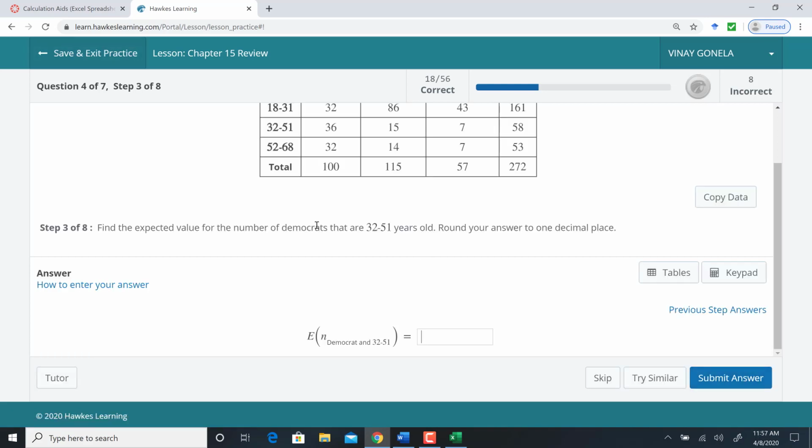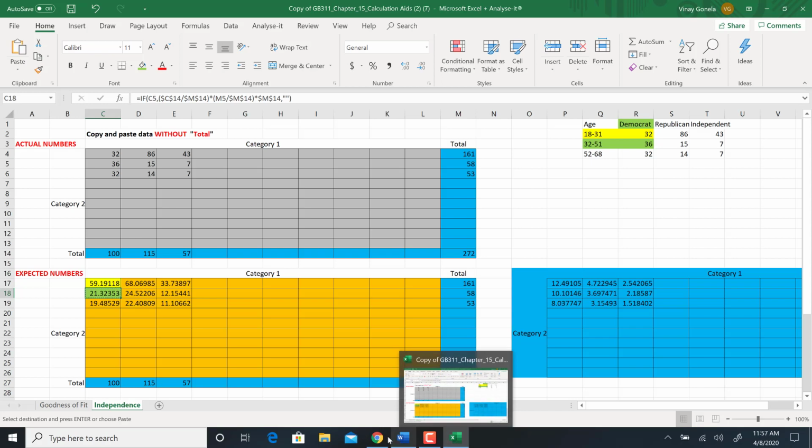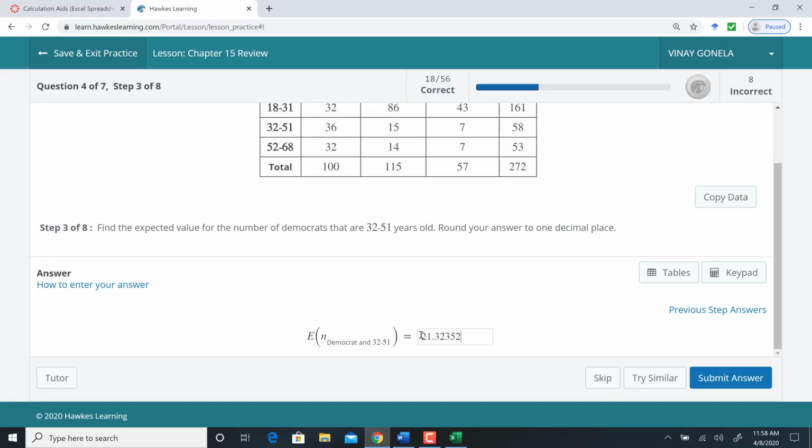Now find the expected value for the number of Democrats that are 32 to 51 years old. So I'm going to go here, 32 to 51 years old, and again I'm looking at the Democrats. So that would be whatever is in this cell, the second cell. So I will copy this and paste it here.